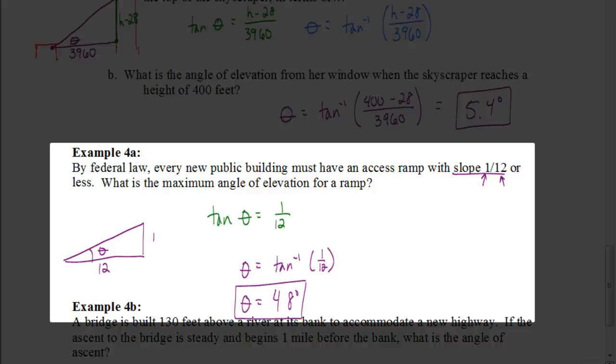Okay, so let's see how you did. You should have gotten 4.8 degrees as your answer. The way that you get that is, again, we're using the tangent function because 1 is the opposite leg, 12 is the adjacent leg. So it'll be the tangent of theta equals 1/12. To solve for theta, we take the inverse tangent of both sides. So theta equals the inverse tangent of 1/12, which when you do that on your calculator, you get 4.8 degrees.